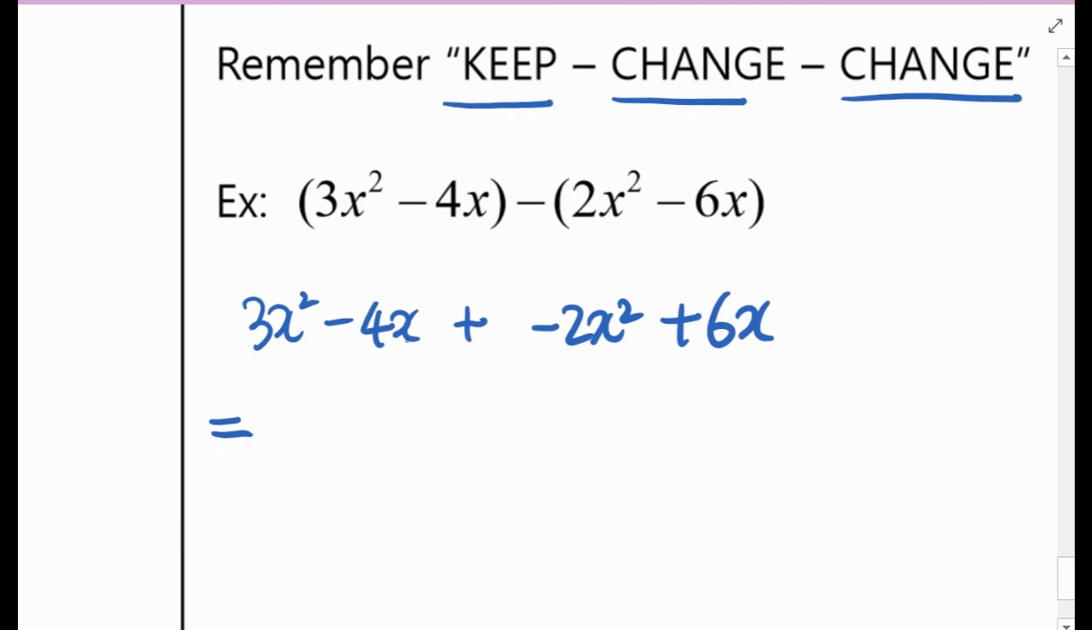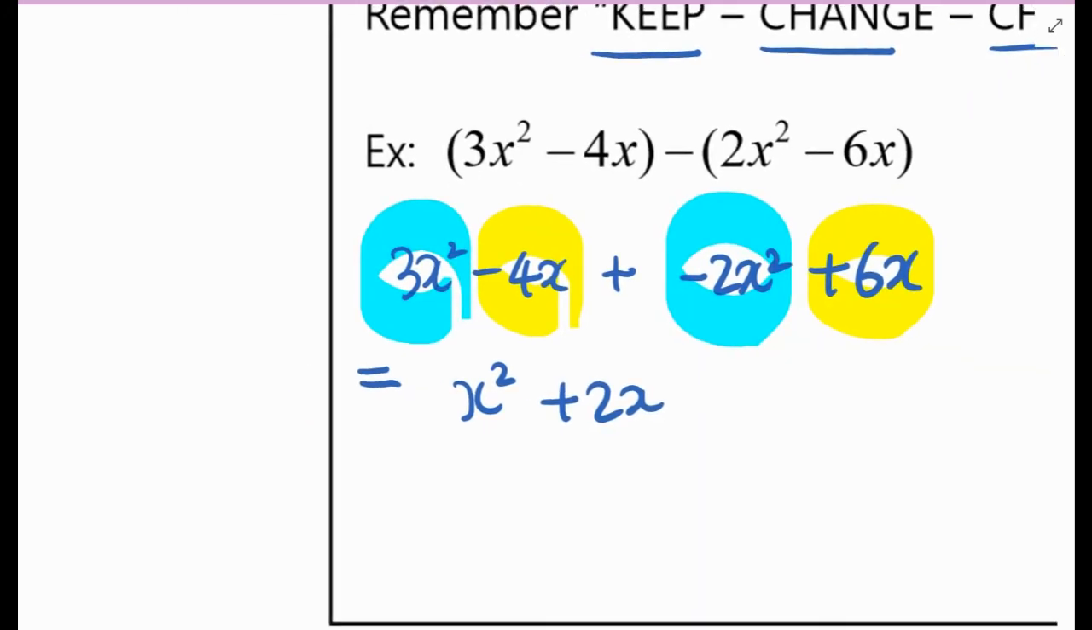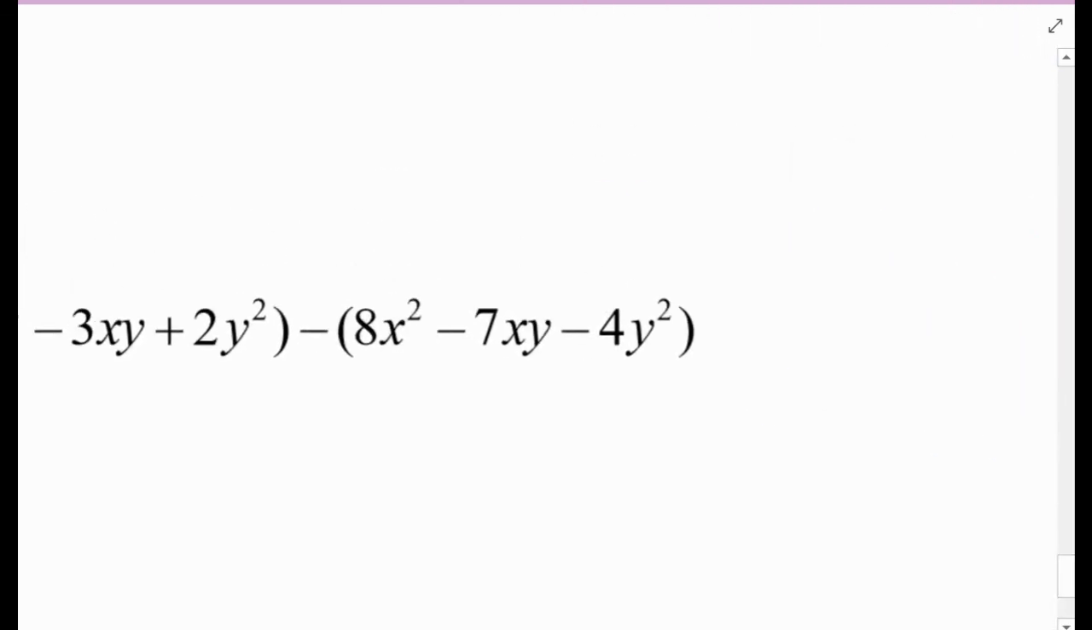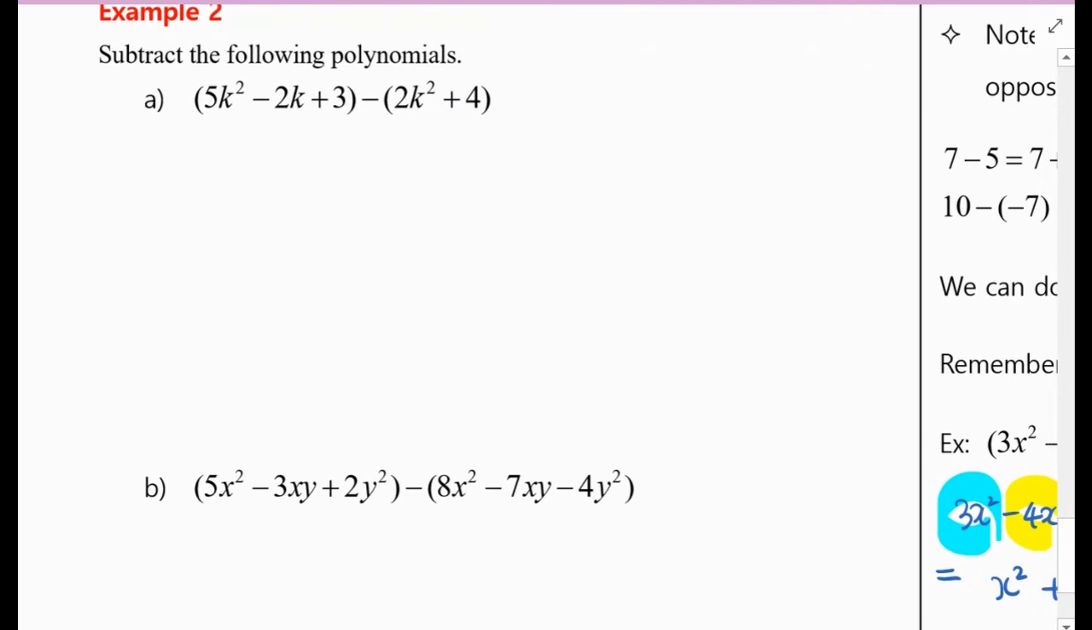So 3x squared minus 2x squared becomes 1x squared. 1 can be omitted. Negative 4 plus 6, group the like terms. Plus 2x, negative 4 and plus 6 becomes 2x. So group the like terms and find the answer. Okay, now I want you to try those 2 questions by yourself. Go ahead.